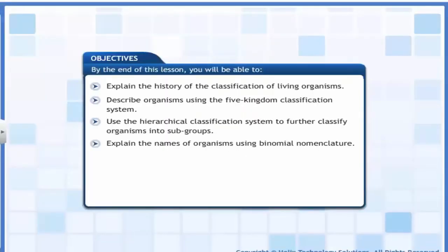In this lesson, you will learn about the classifications of living organisms. By the end of this lesson, you will be able to explain the history of the classification of living organisms, describe organisms using the 5-kingdom classification system, use the hierarchical classification system to further classify organisms into subgroups, and explain the names of organisms using binomial nomenclature.